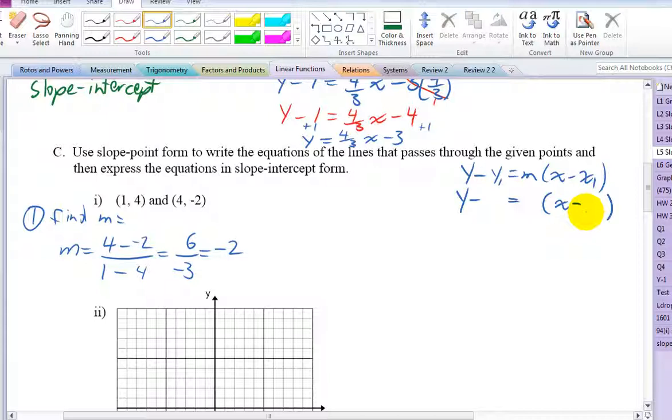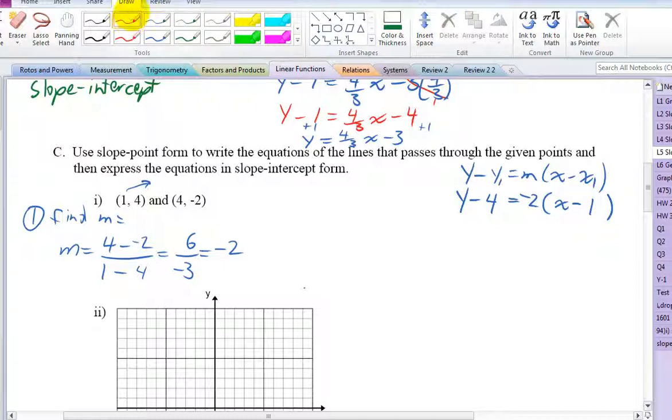Not one bit. So someone has to choose. Who wants to choose? First one? Okay, Marisa says the first one. Done. So we're going to use this one. So y minus what? 4 equals negative 2(x minus 1).